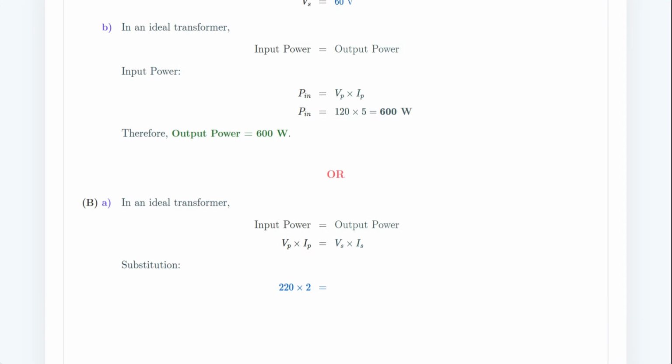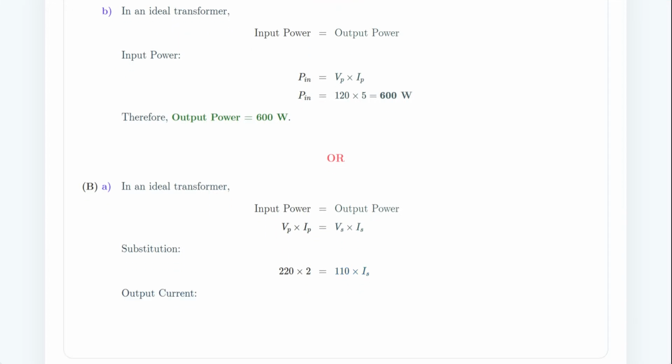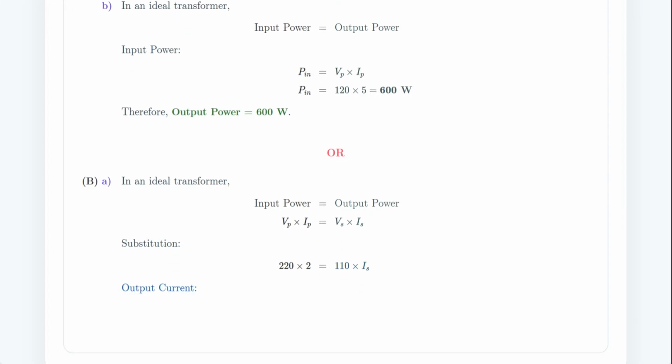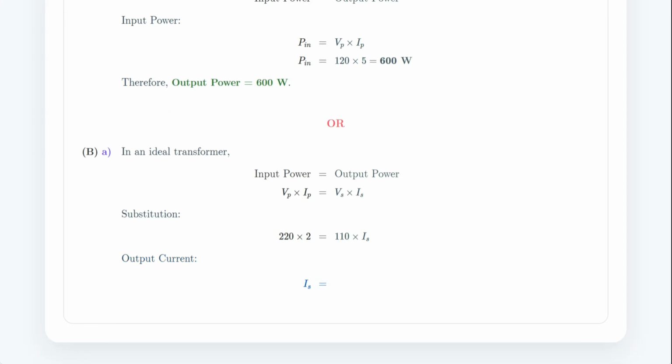220 multiplied by 2 equals 110 multiplied by the unknown output current, Is. To isolate Is, we bring 110 to the other side. 220 times 2 is 440. So, the output current is equal to 440 divided by 110, which gives us exactly 4 amperes.